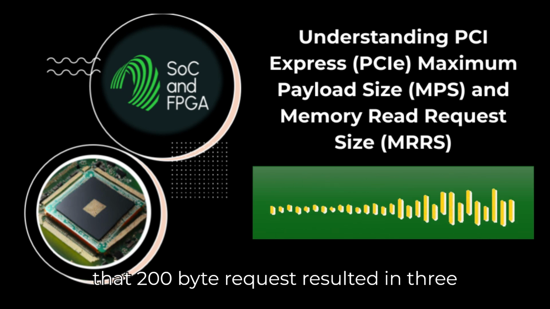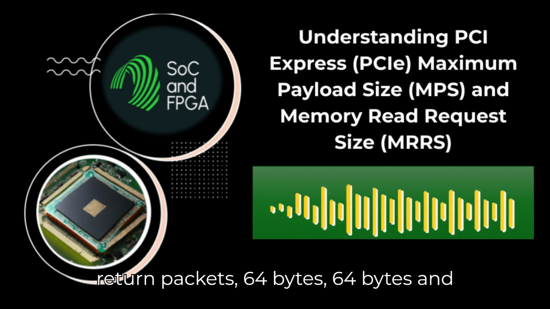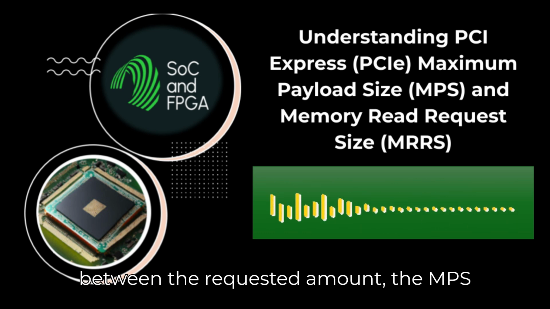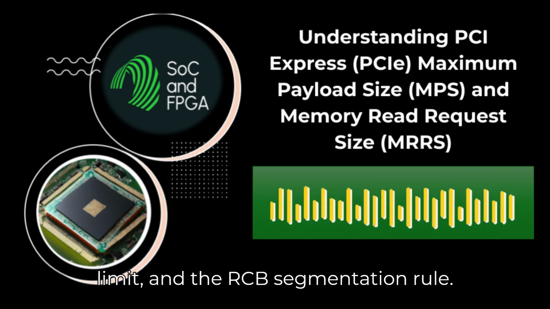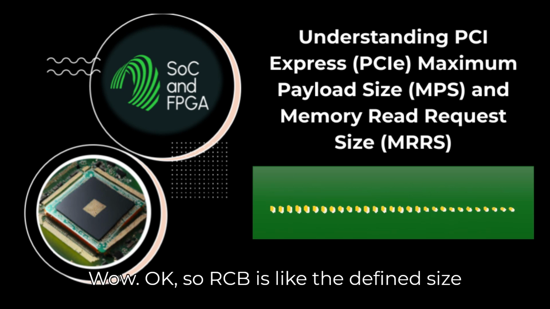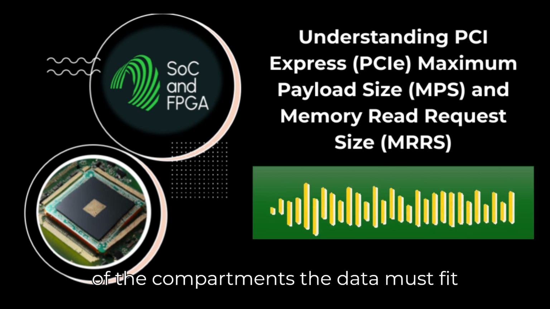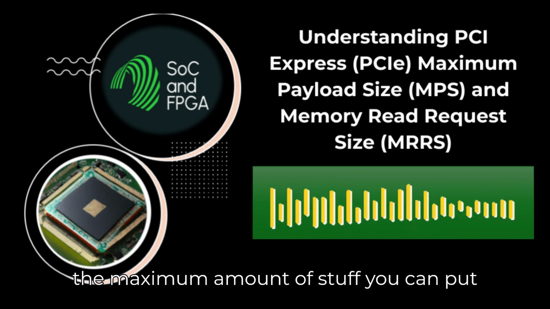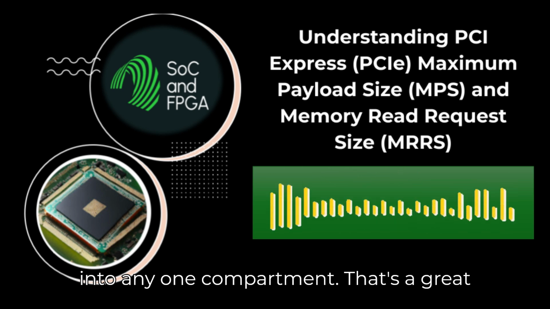Exactly. So that 200-byte request resulted in 3 return packets, 64 bytes, 64 bytes, and 72 bytes, all because of the interplay between the requested amount, the MPS limit, and the RCB segmentation rule. Wow, okay, so RCB is like the defined size of the compartments the data must fit into? Yeah, the boundaries. And MPS is the maximum amount of stuff you can put into any one compartment. That's a great way to put it.